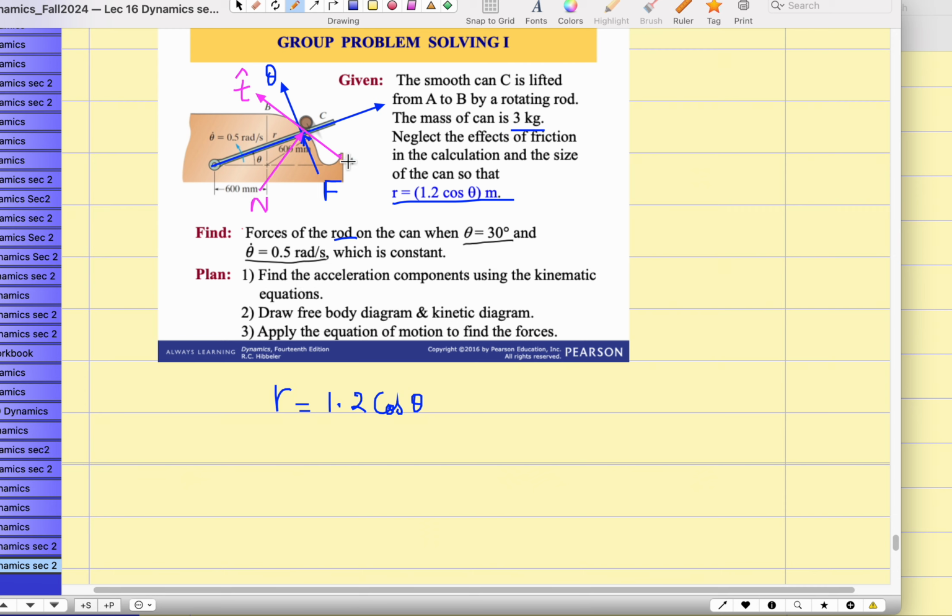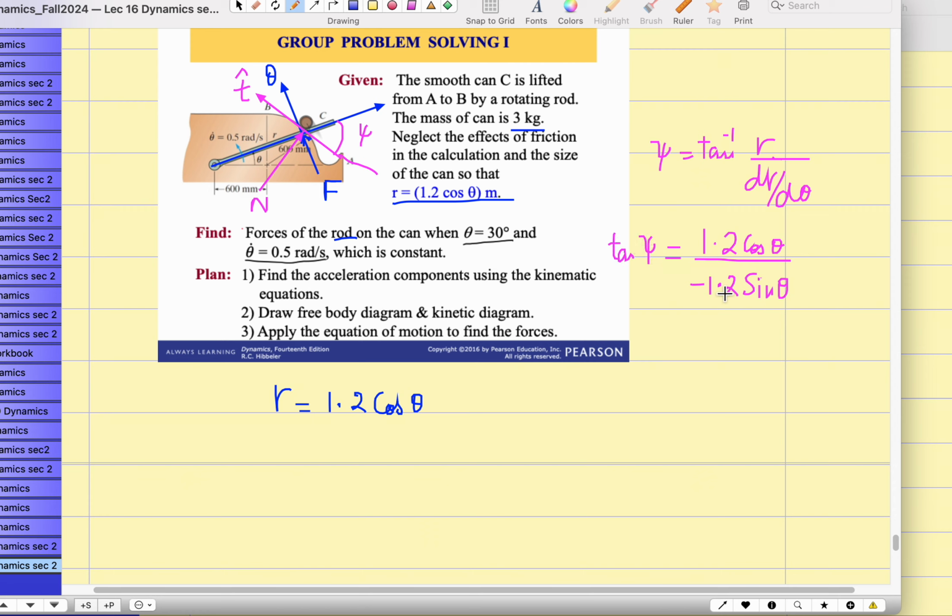If this is tangent, what is this psi angle? You have studied that psi equals tangent inverse of r over dr over d theta. Now what is r? R is 1.2 cosine theta, and dr over d theta is negative 1.2 sine theta. Agreed? So this is tangent psi.